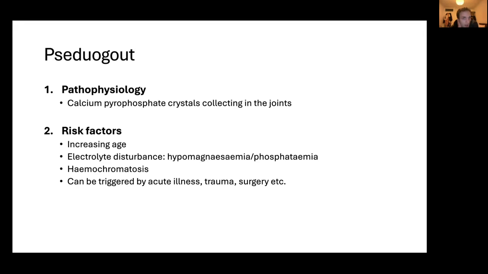But with pseudogout, as I said, you get these crystals collecting in the joints, and the risk factors, similarly to gout, are increasing age, but it's more associated with certain electrolyte disturbances, so low magnesium or phosphate. And actually, a classic multiple-choice association is hemochromatosis. So patients with hemochromatosis are at higher risk of pseudogout. So if you see that they've got a past history of hemochromatosis and they present with a history similar to gout, for example, a knee that's acutely painful, that should be ringing alarm bells for pseudogout. And it can be triggered by acute illness, trauma, surgery, and any kind of physiological insult.